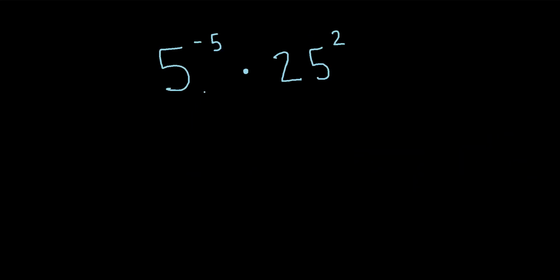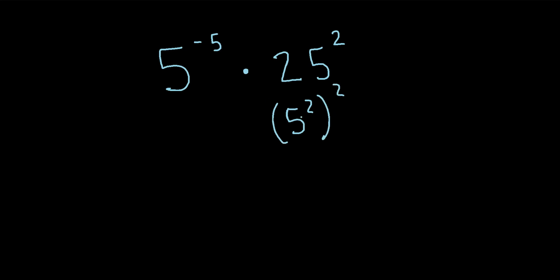All right, let's try another one. Let's say we have 5 to the power of negative 5 times 25 squared. How can we multiply these two together? Well, we'll notice that 25 has a perfect square root. So the square root of 25 is 5. So if we wanted to, we could rewrite this as 5 squared raised to the second power.